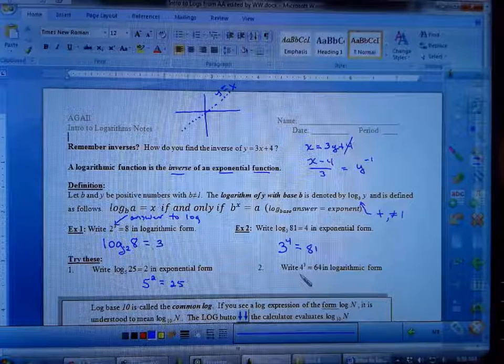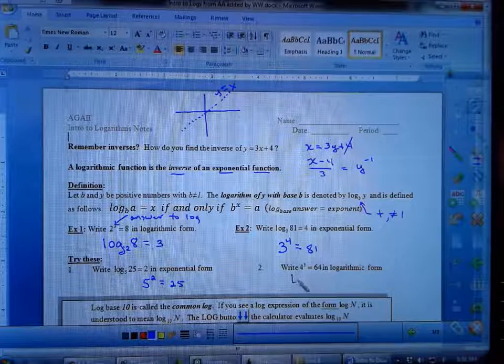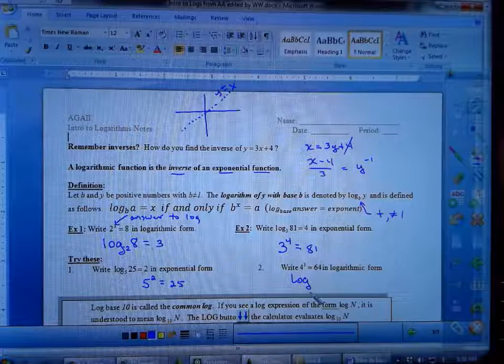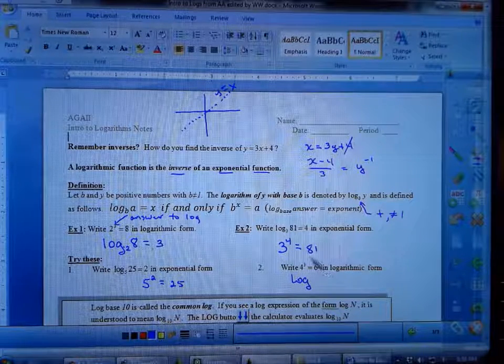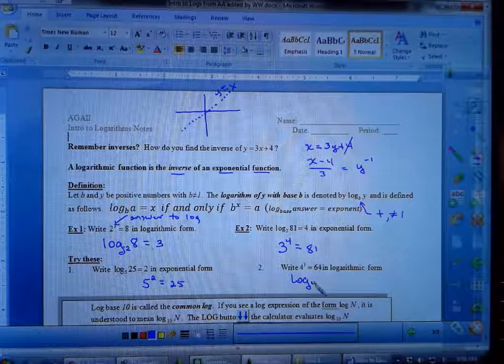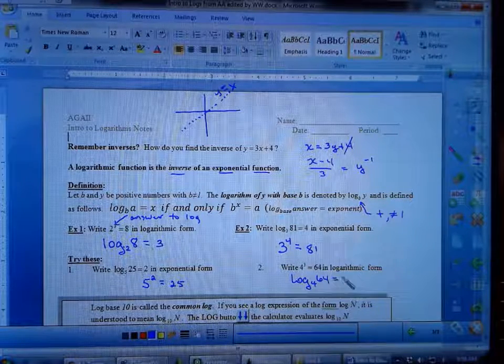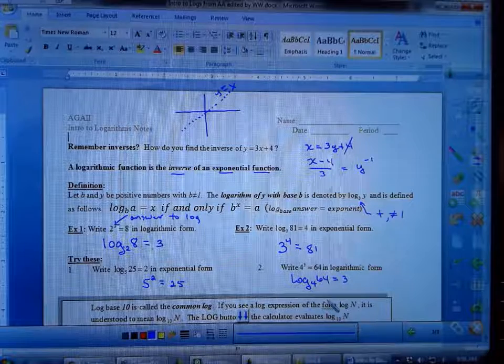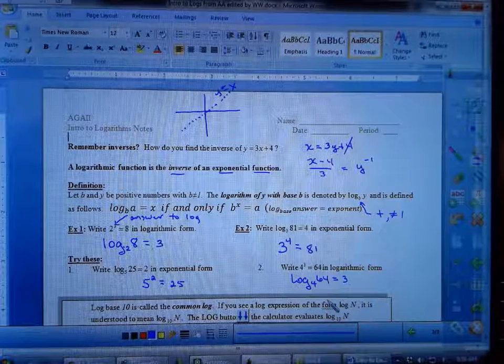Now going back the other way is not quite as simple. For the other way, I always start with writing log, and then I go to where my base is, and then I still loop around to write it. It's still log base 4 of 64 is equal to 3. But you're going to get plenty of practice on this, so you'll get used to doing that.